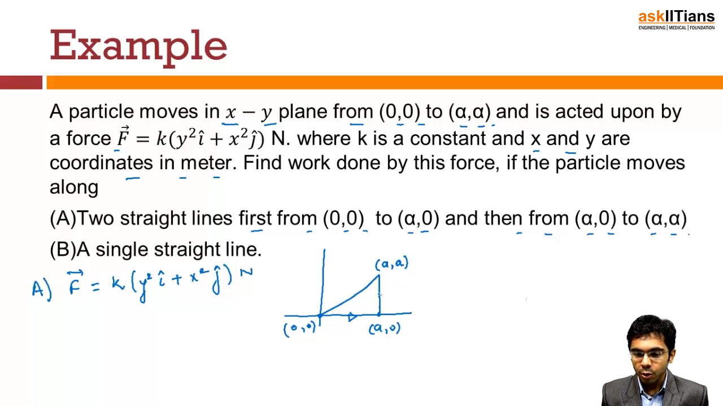So let's say this is path 1, this is 2, and this is 3. For case 1, it has to move from 0,0 to A,0, let's say this is point B, and then from A,0 to A,A, which we consider as point C. It has to follow this for part A. For the second part it has to move along AC, something like this. So we have to check whether we are getting equal work or whether the force is conservative or non-conservative. Let's check it out.